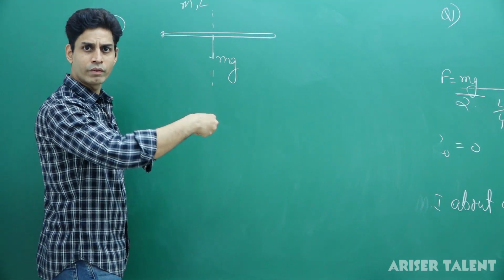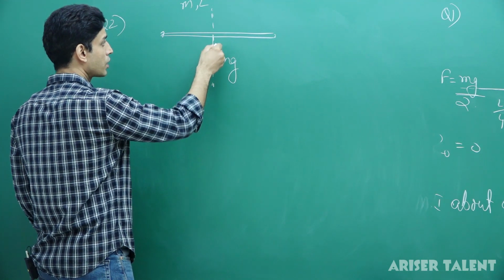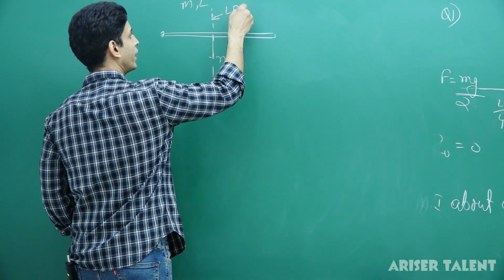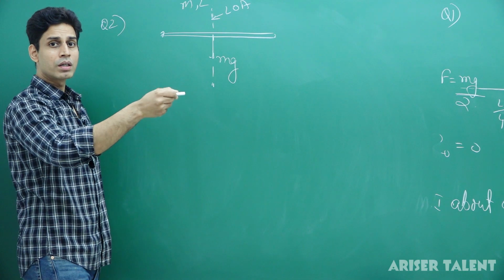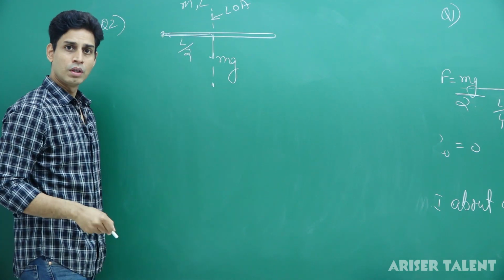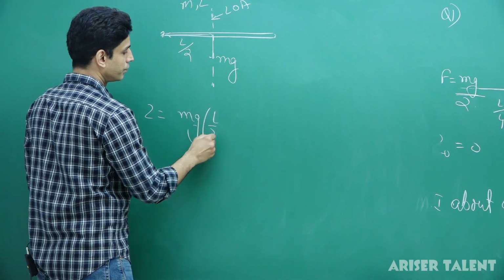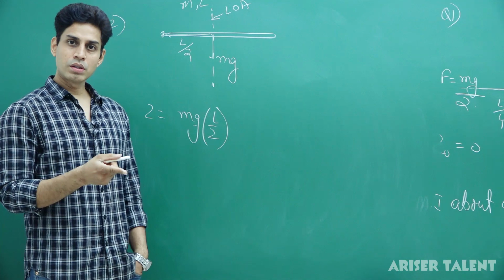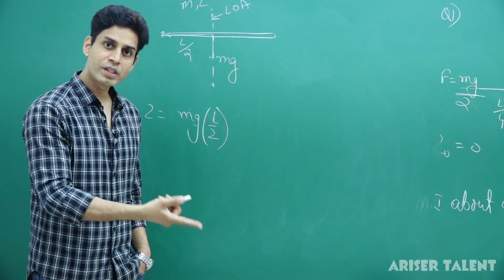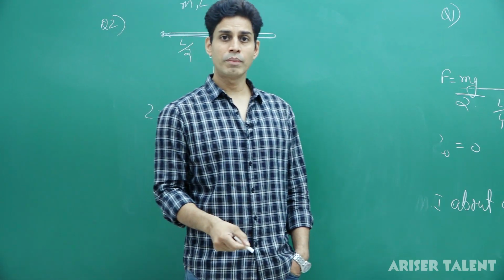Just extend the line along which the force is applied. So this is the line of action. And the perpendicular distance of the line of action from the axis of rotation is this, L by 2. So the torque is mg into L by 2. And this torque is equal to I alpha. Now, I is what? Moment of inertia about the axis of rotation.